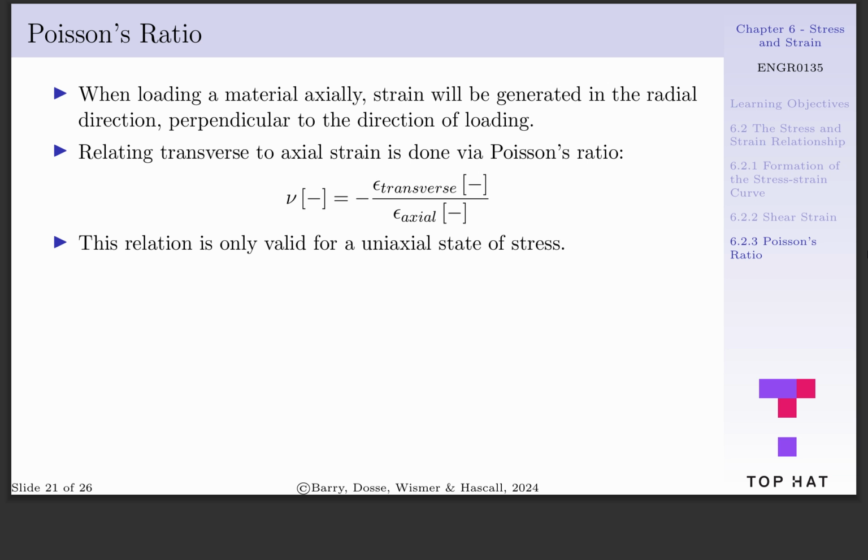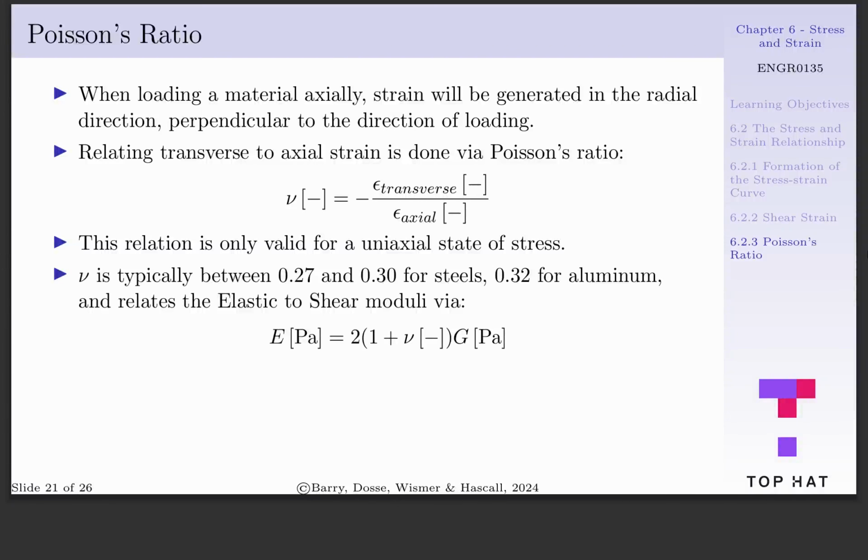Poisson's ratio relates the transverse strain to the axial strain, where nu is equal to the negative transverse strain per axial strain. Note that this relation is only valid for uniaxial loading. Nu is a material property. It exists between 0.27 and 0.3 for steels and around 0.32 for aluminum.